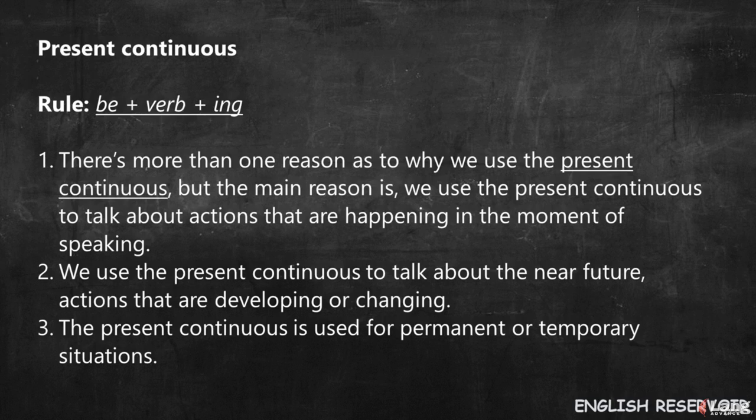Present continuous. Rule: be plus verb plus ing. 1. There's more than one reason as to why we use the present continuous, but the main reason is we use the present continuous to talk about actions that are happening in the moment of speaking. 2. We use the present continuous to talk about the near future, actions that are developing or changing. 3. The present continuous is used for permanent or temporary situations.